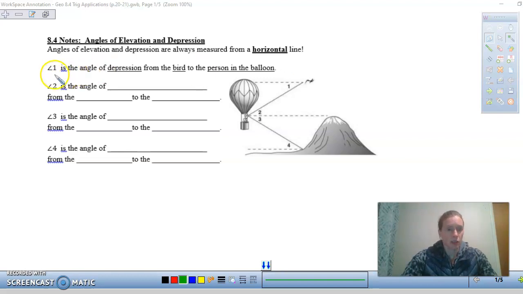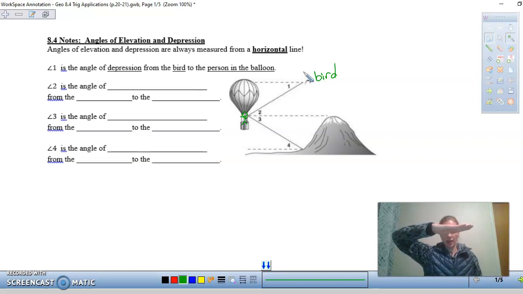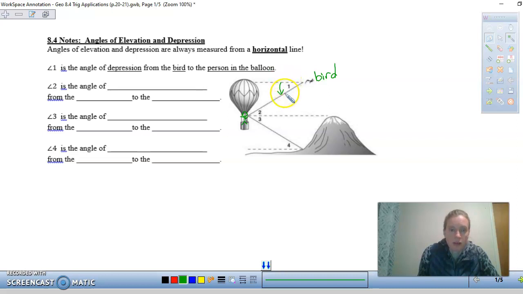If you're looking at this picture, angle 1 is an angle of depression from the bird. I guess that's a bird right there. So this guy right here is the bird, and then to the person in the balloon. There is a person right here. Notice that I have a horizontal, and then I have an angle 1 going down from that horizontal. That is called an angle of depression. So it goes this direction, from the horizontal, angle of depression.